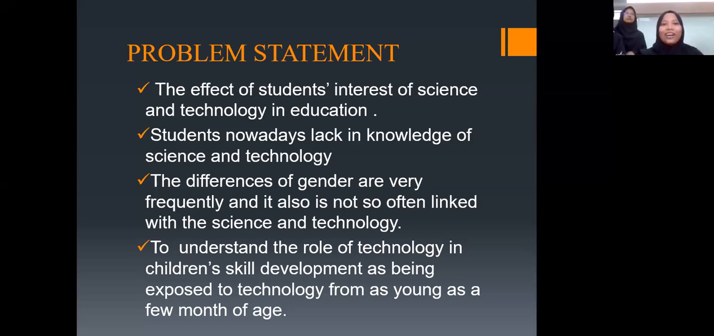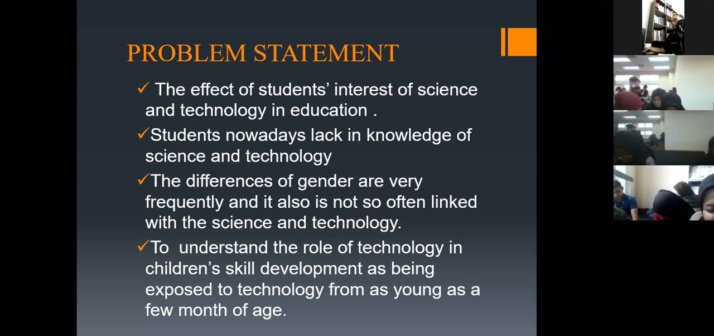Okay. Our problem statement is, first, the effect of students' interest in science and technology in education. Next, students nowadays lack knowledge of science and technology, which is often linked with science and technology. That's why it moves to technology from research.